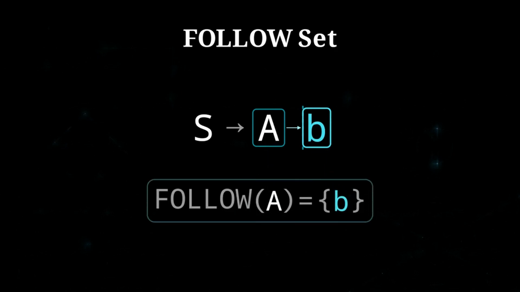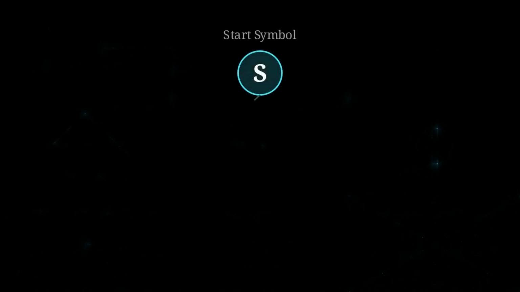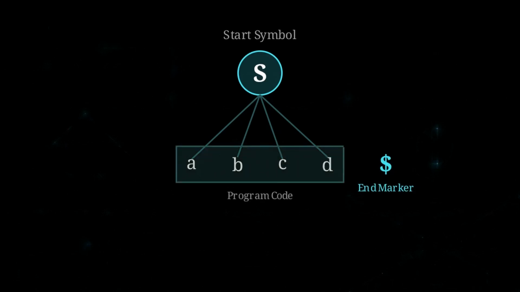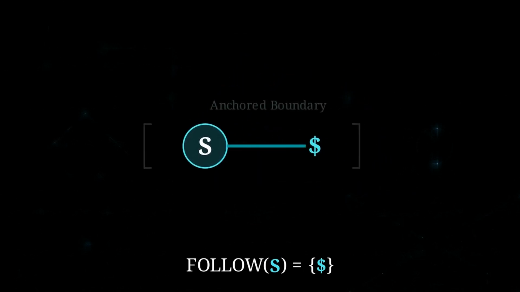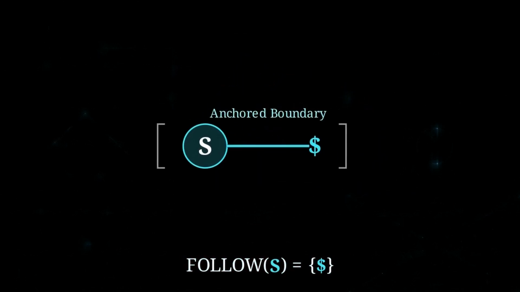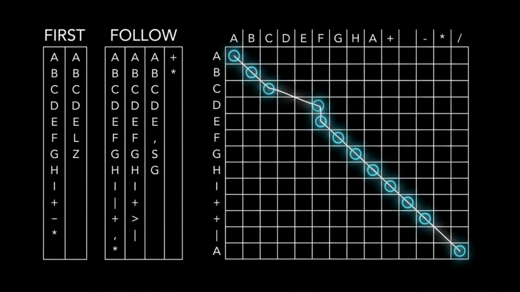for that variable. To manage the end of a file, compilers use a specific anchor, the end marker. By definition, this $ sign is always placed in the follow set of the program's start symbol, signaling the parser has reached the end of the input. By combining first and follow, designers can remove ambiguity from the parser's decision-making process.